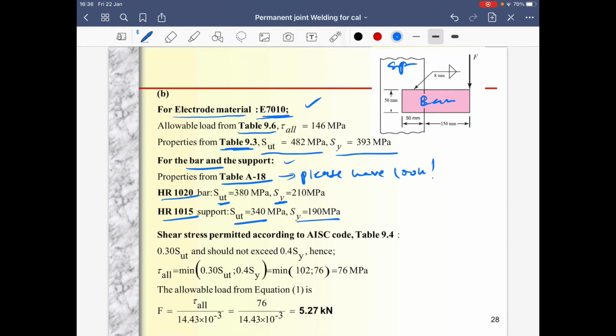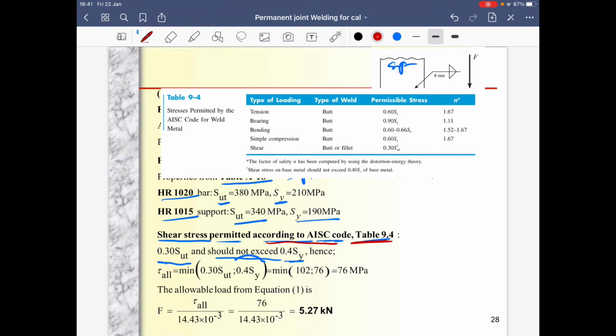Now we want to calculate the shear stress per meter according to the AISC code, table 9.4. Why suddenly do we want to see this? It's related to the support, the bar beam, and the electrode. We know that our loading is shear, the type of weld is fillet, and the permissible stress is 0.3 ultimate tensile strength. But be careful, there are remarks there.